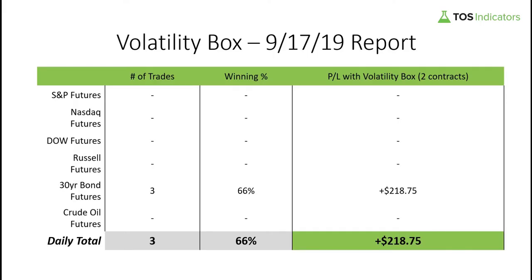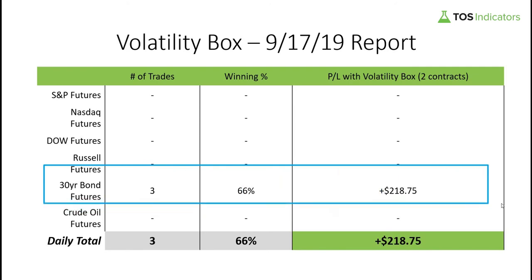Okay, and now moving on to actually our report for today. We had 3 trades that set up in the bonds markets. 2 out of the 3 were winners for a total net win of 218.75. So nothing to write home about, but we still ended the day positive, but still negative on the week so far. Let's take a look at charts.